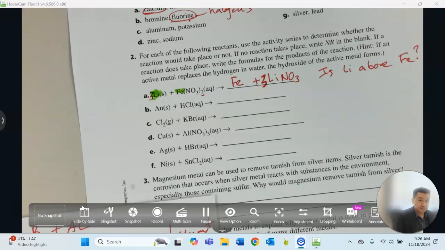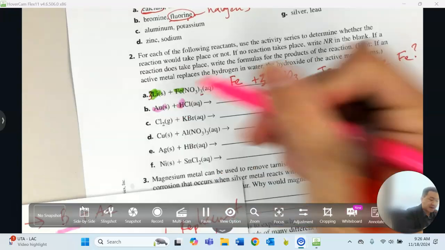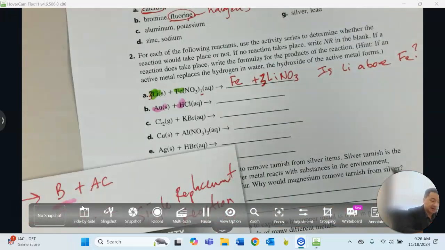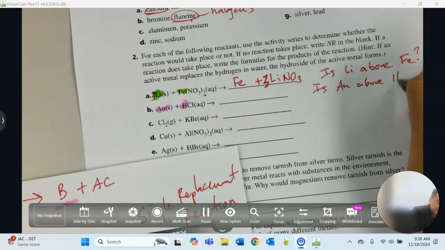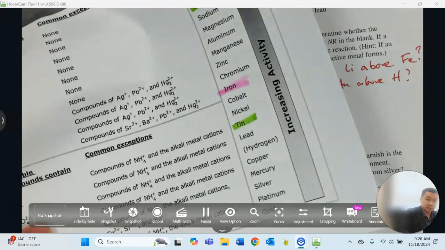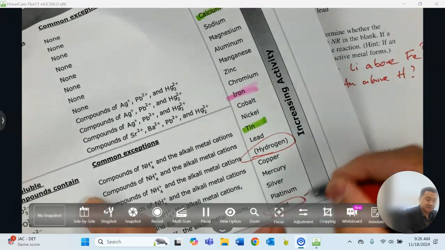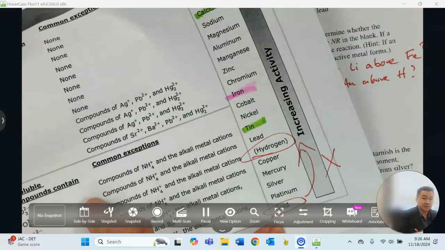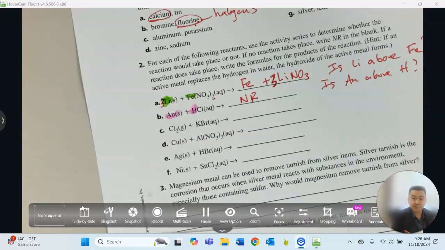Number B here. We look at gold. Is gold going to replace the hydrogen? So the question is, is gold above hydrogen? You look here, gold is all the way down here. Hydrogen is up here. So gold cannot replace hydrogen. So then there's no reaction there. No reaction. Okay.